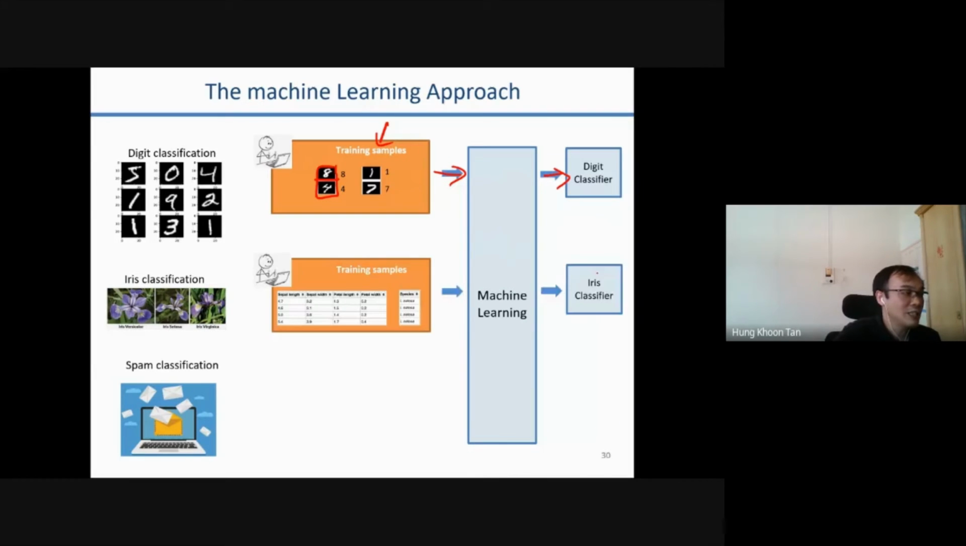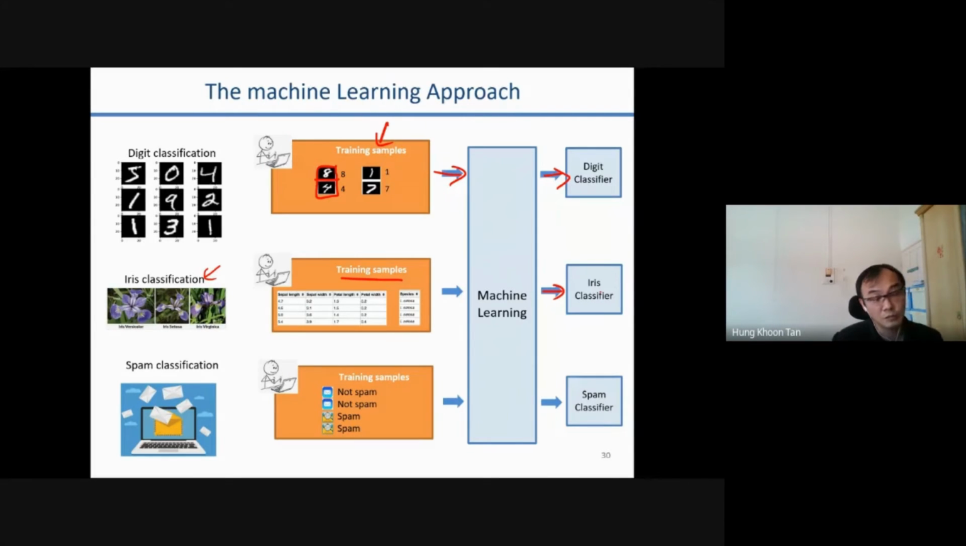Now, for another task, similarly, what you do is you collect training samples pertaining to the iris classification problem, and from there, you throw them into the same machine learning algorithm that will generate for you an iris classifier. Similarly for spam classification. So this is the difference between traditional programming and the machine learning approach.